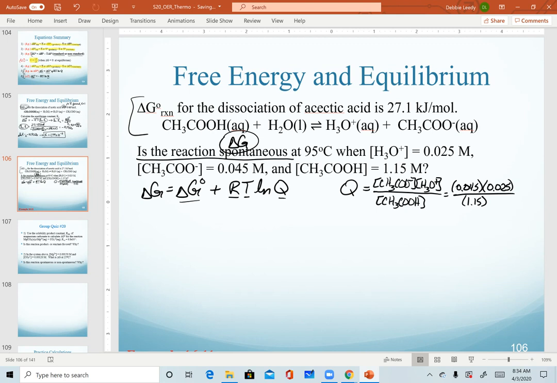Do remember that at this point we can use any type of reaction, and so pay attention to your coefficients. Make sure you include them as exponents in your setup for Q if you need to. Our Q value with extra digits is 9.7826 times 10 to the negative 4. I'm also going to do my temperature calculation here. We're given 95 degrees Celsius, adding our 273.15. We get 368.15 Kelvin.